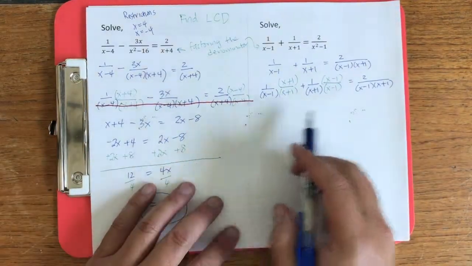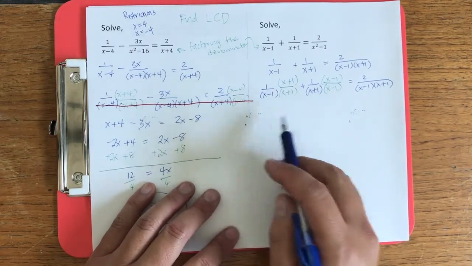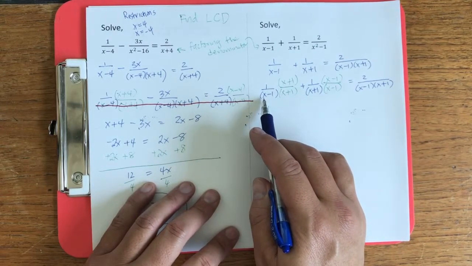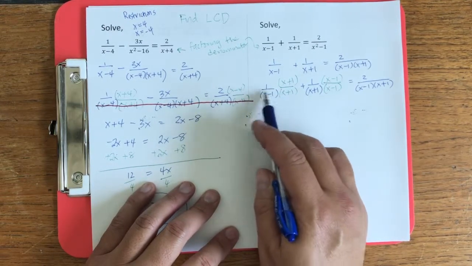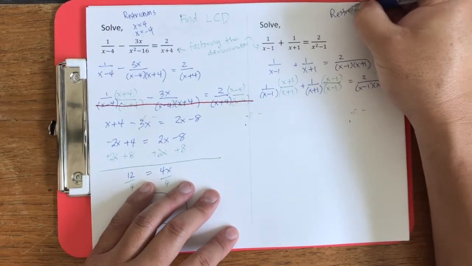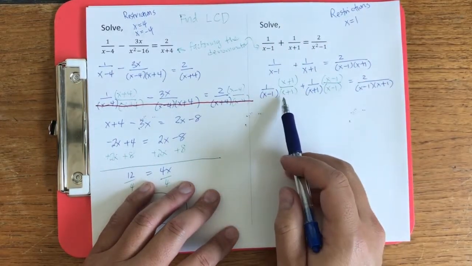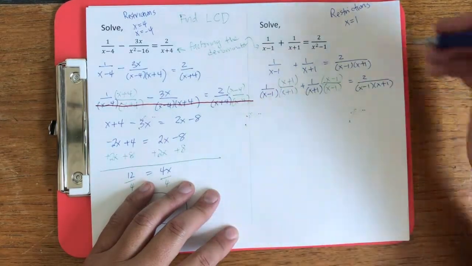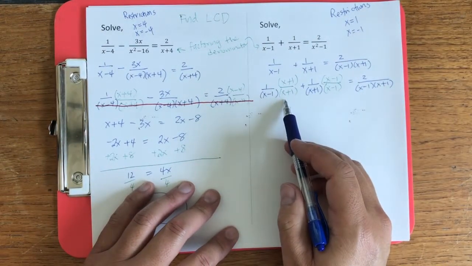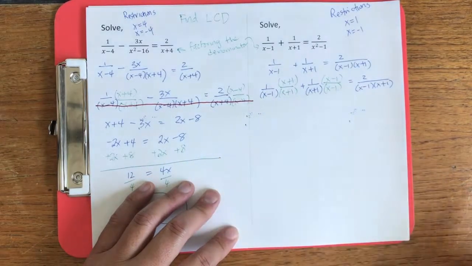Now at this point, once we find the lowest common denominator, this is probably the best place to look for the restrictions. So when I look at each denominator, what number can I put in here and have this whole thing turn into 0? And the answer would be 1. Over here, if I plug in a negative 1, that'll turn into 0. And since we have the lowest common denominator, that would be the same here and here. They have the same restrictions.